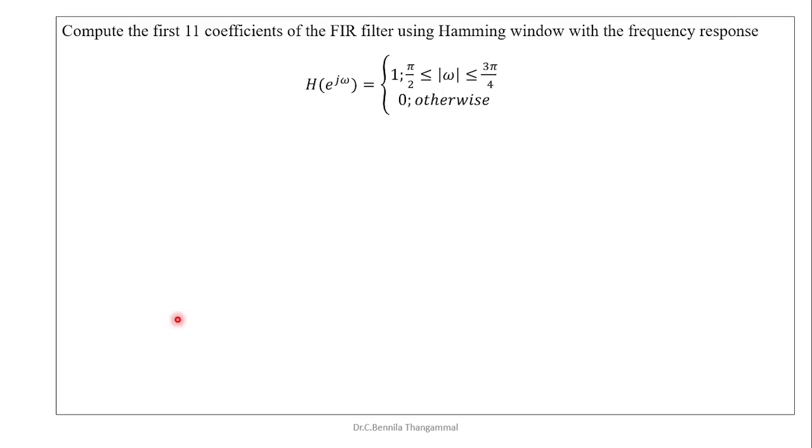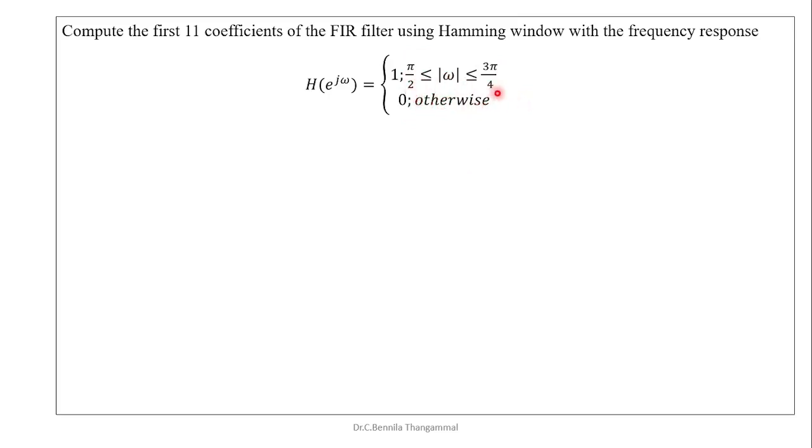So we will solve one problem here. Compute the first 11 coefficients of an FIR filter using a Hamming window with the given frequency response. They have given the frequency response, and from this frequency response we can categorize. They didn't say anything about which type of filter, so by seeing this function we can identify which type of filter.